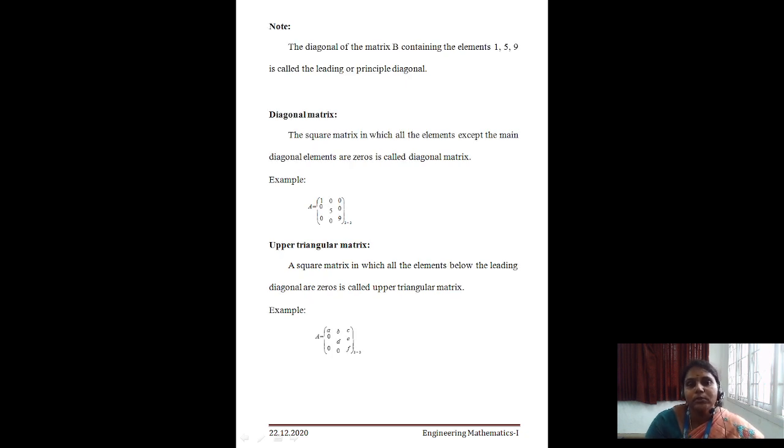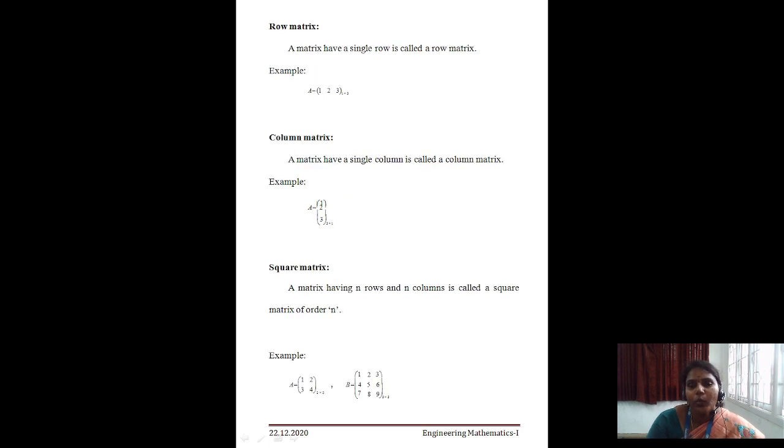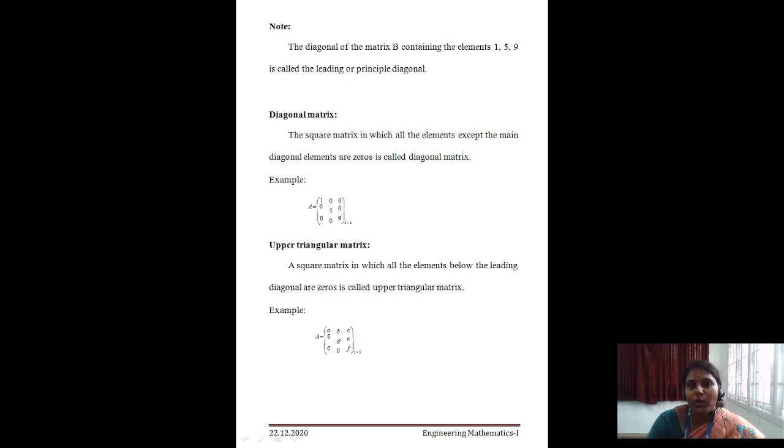Next, note that the diagonal of matrix B containing the elements 1, 5, 9 is called the leading or the principal diagonal. Usually the leading diagonal is counted from left to right: 1, 5, 9. So it is called the leading or principal diagonal.